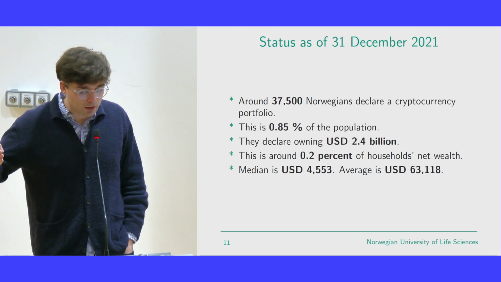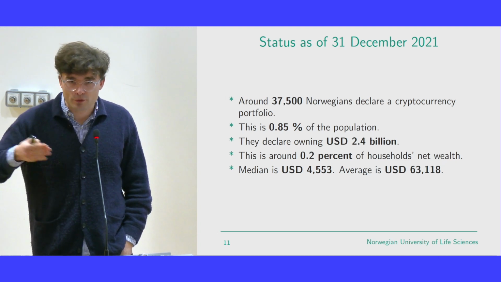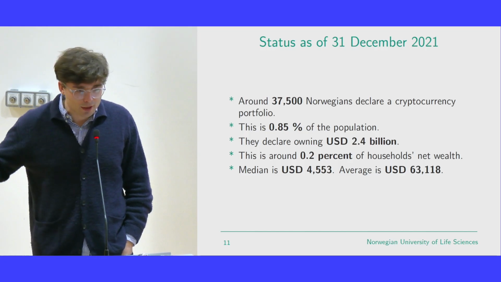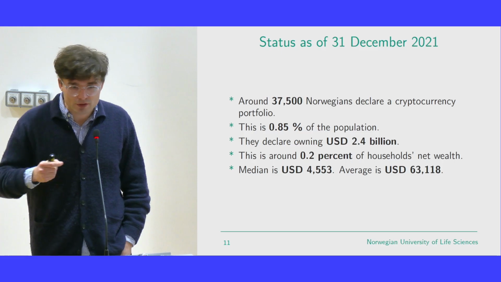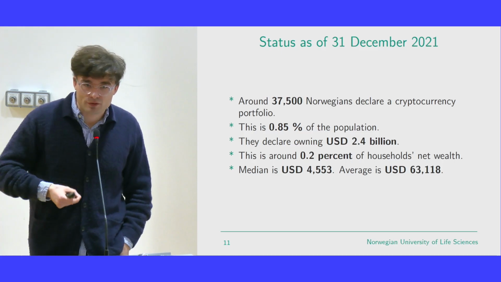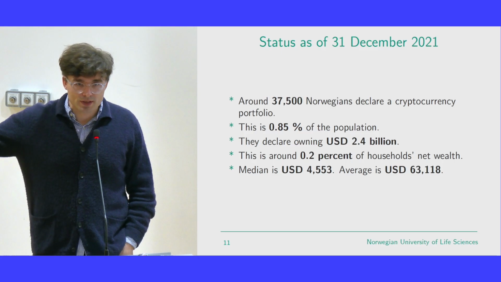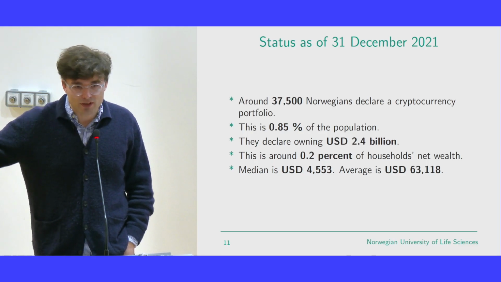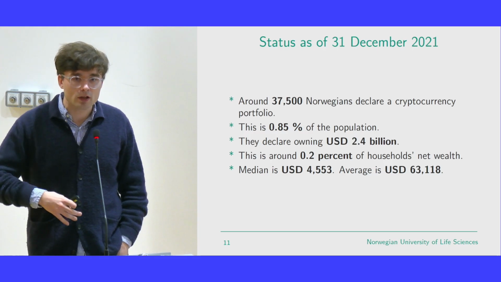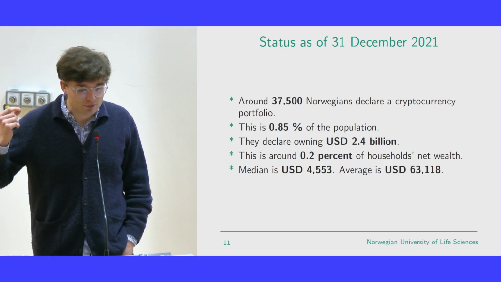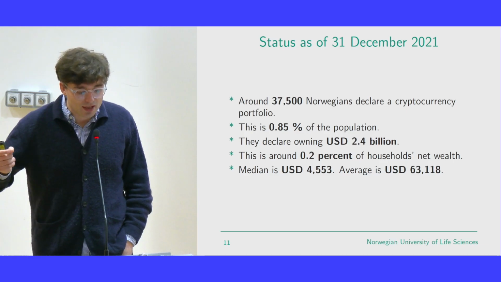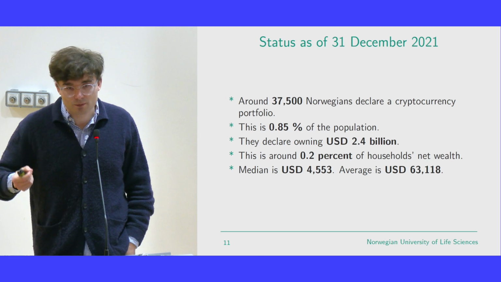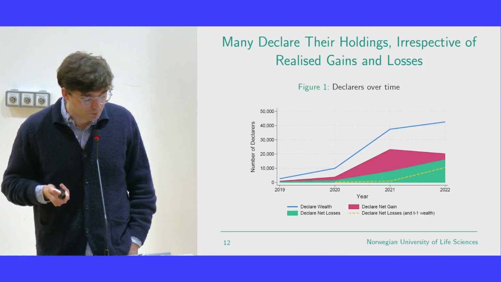And they own quite a lot. You see that the median portfolio among these people is around a monthly wage in Norway, 4.5 thousand US dollars. And the average, so there's a lot of large portfolios in this data, was around an annual wage income of 63,000 US dollars. So quite a lot. This was on one of the first peaks of cryptocurrency. You see that there's quite a lot of money stored or reported by these people at this point in time.